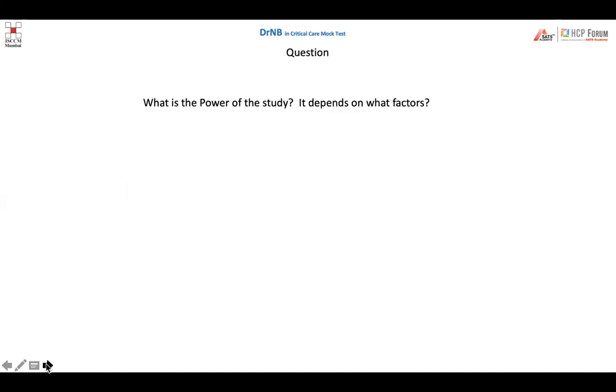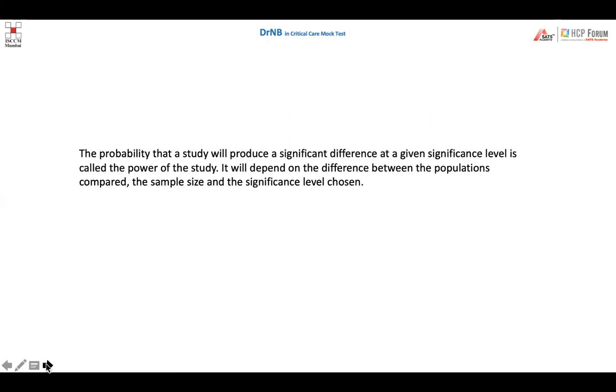What is the power of a study, and what factors does it depend on? So the probability that a study will produce a significant difference at a given significance level is called the power of the study. It depends on the difference between the populations compared, the sample size, and the significance level chosen. So the higher the power of the study, the more significant or valid the study is.